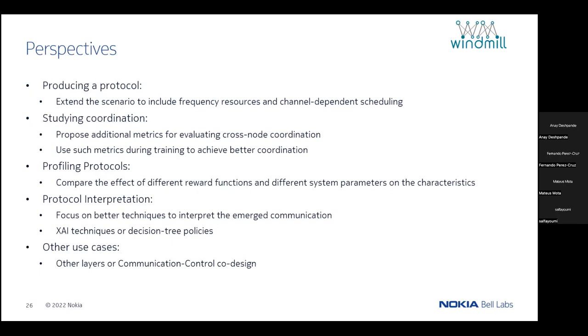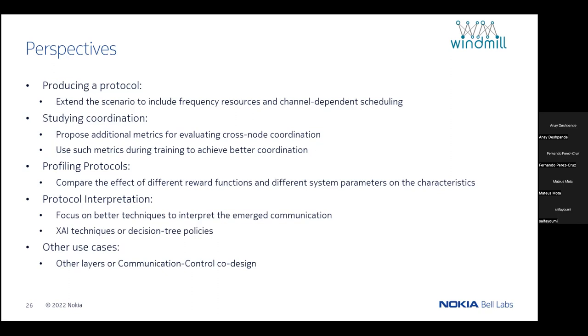I'd like to end with some perspectives here, as there are many. Producing a protocol, you can extend the scenario for frequency resources and channel scattering. For coordination, you can propose other metrics for evaluating the cross-node coordination and use such metrics as a reward to motivate better coordination. You add a term for the coordination matrix to motivate better coordination. And you can compare the protocols, the effect of the different reward functions.